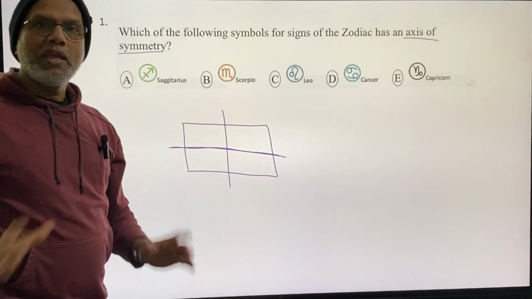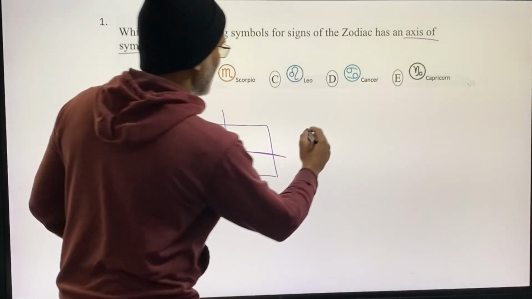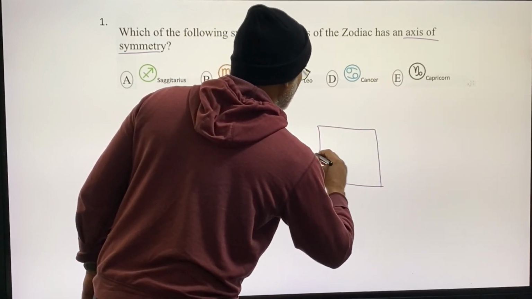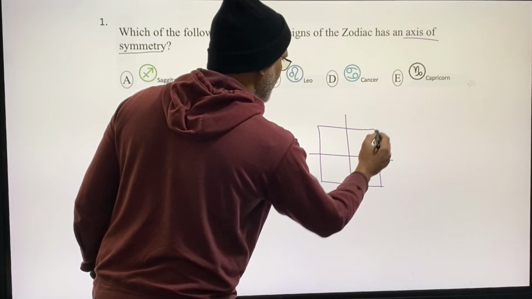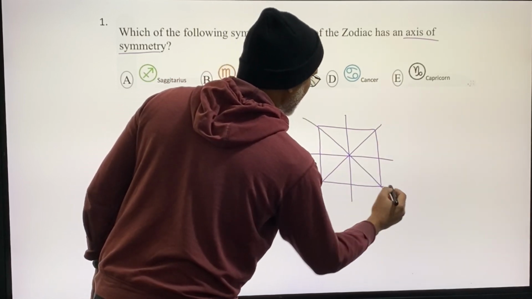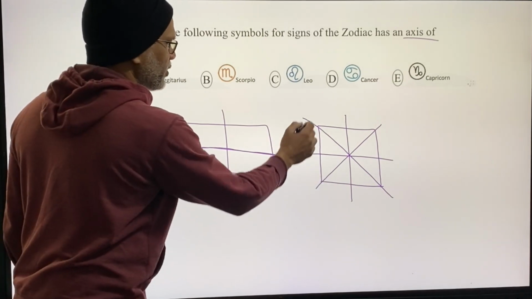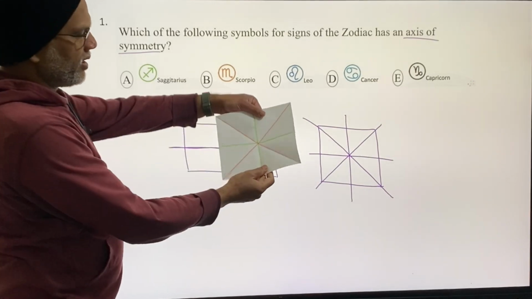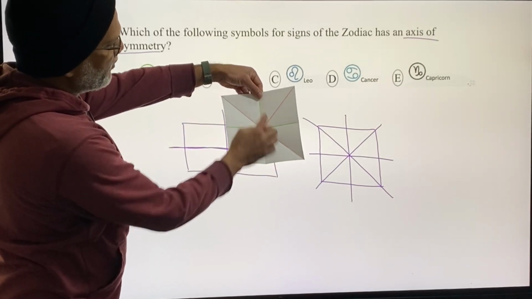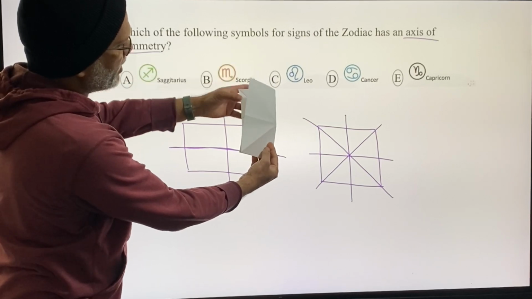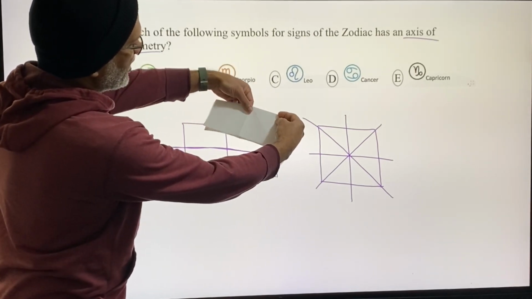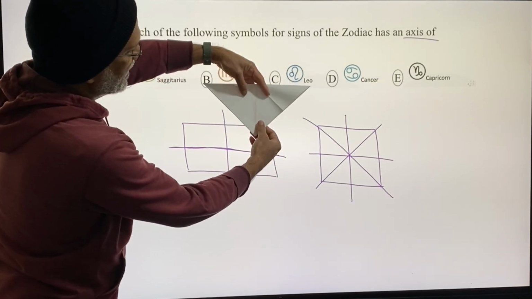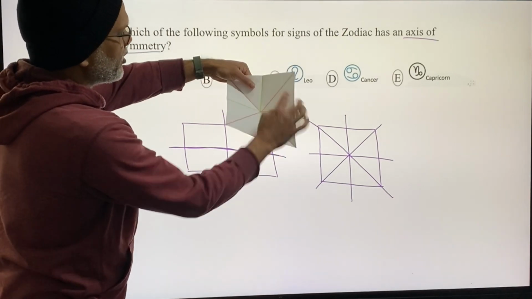However, if I take a square, it will have this as a line of symmetry, this as a line of symmetry, and even the diagonals will be lines of symmetry. So it will have 1, 2, 3, 4 lines of symmetry. For a square, I can fold it along this line, it will exactly overlap. I can fold it along this line, it will exactly overlap. I can also fold it along the diagonals and it will exactly overlap. Similarly, the other diagonal too.